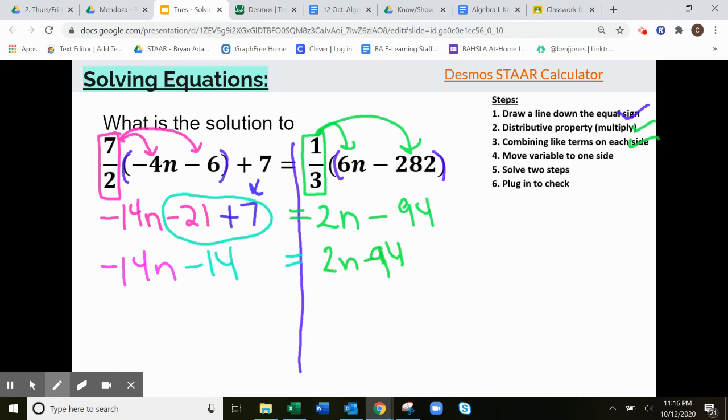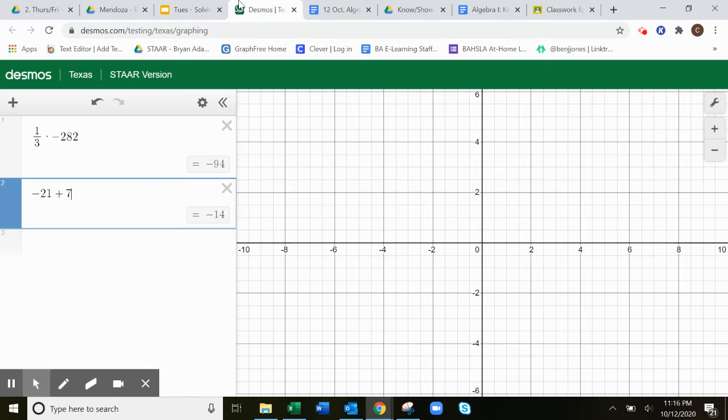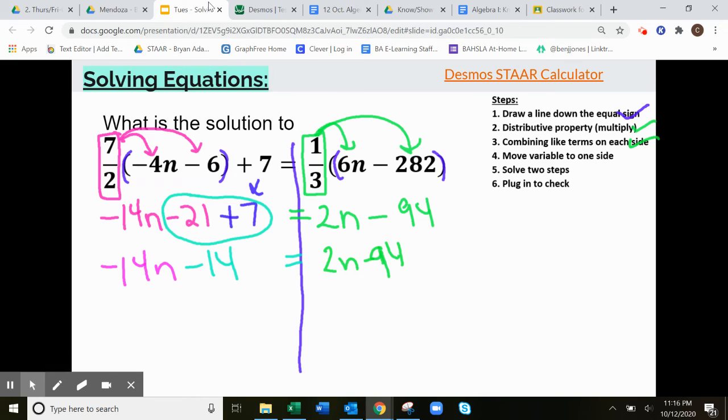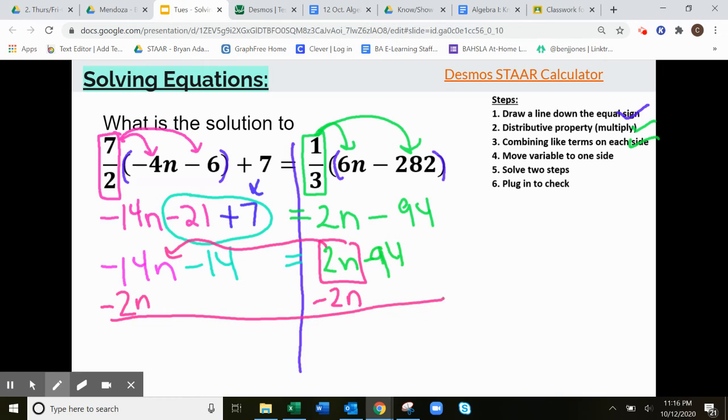All right, now we're going to have to move one variable to one side of the equal sign. So I personally prefer putting the variables on the left side. So that's what I'm going to go ahead and do. So I have this 2n over on this side that I need to move over here. So that's a positive 2n. The opposite of a positive is a negative, so minus 2n. And I'm going to put it directly underneath the 14n because they both have the same letter.